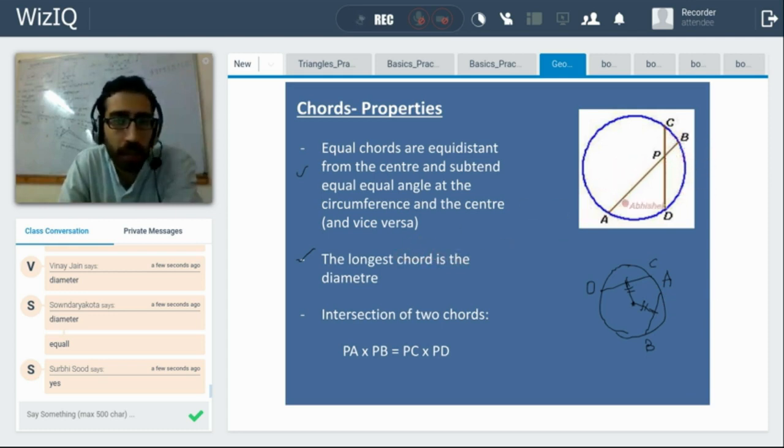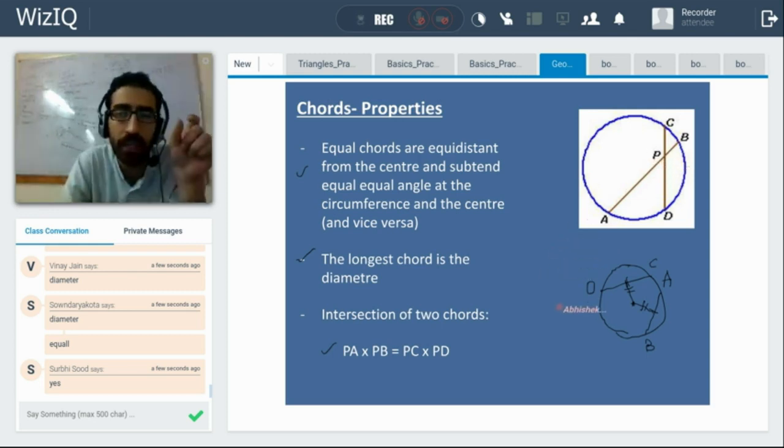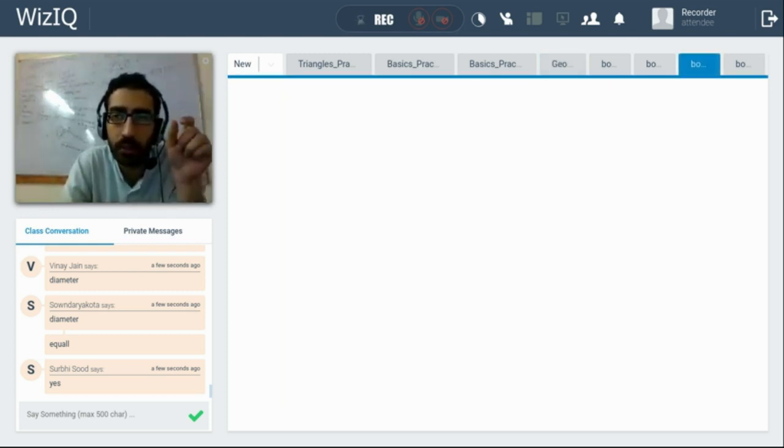And finally, if two chords intersect inside or outside the circle, I'll show you how the outside thing is done, PA into PB is equal to PC into PD. And what does this mean? This means that from the point of intersection, PA and PB represent the two ends of the chord. So PA into PB is equal to PC into PD. This is true not just if the chords intersect inside the circle. This is also true if they intersect outside. What does that look like? Let me show you. Say I have a circle.